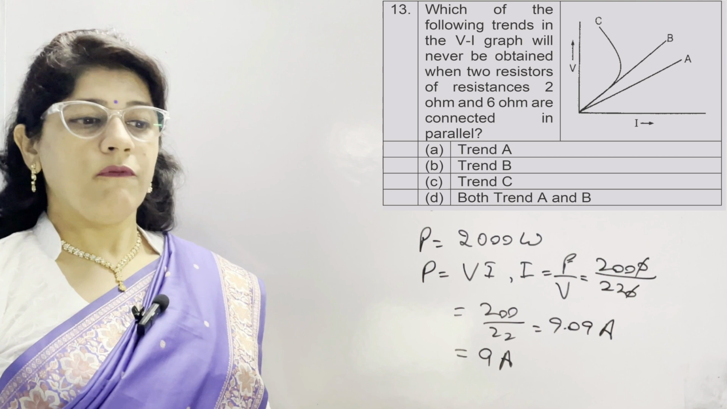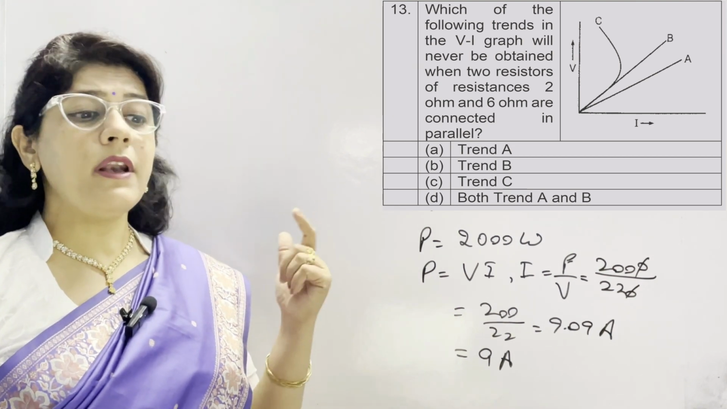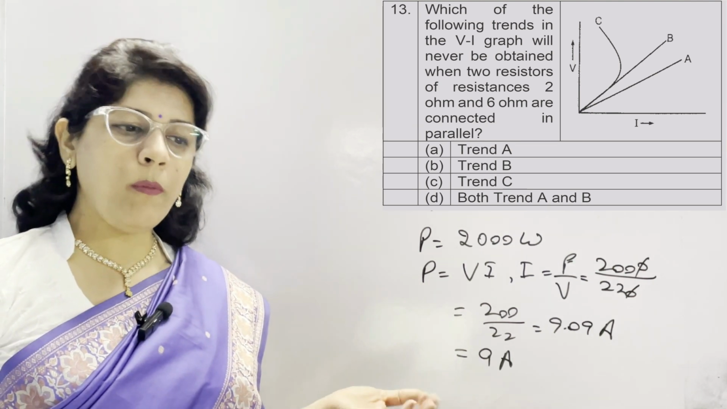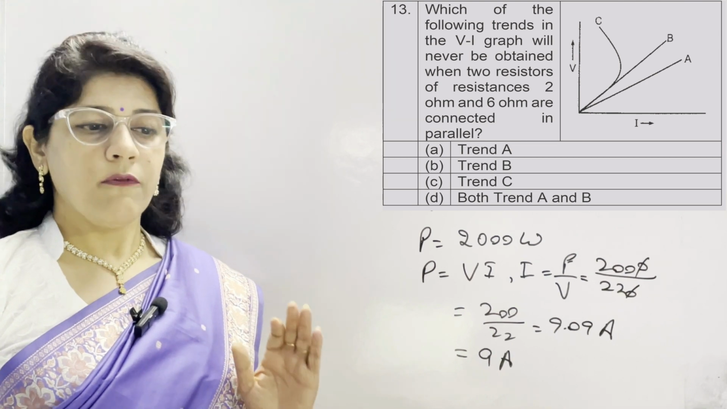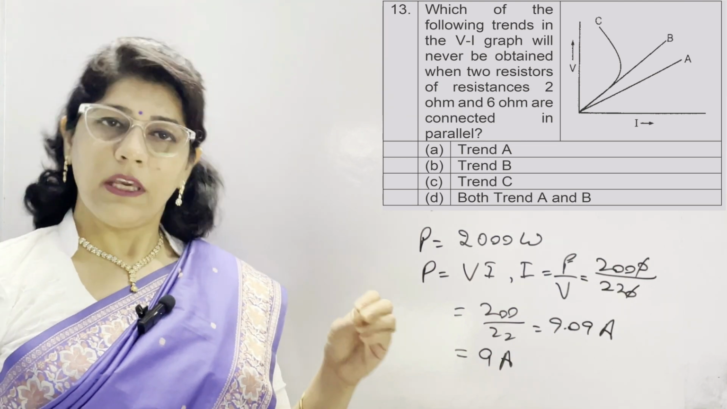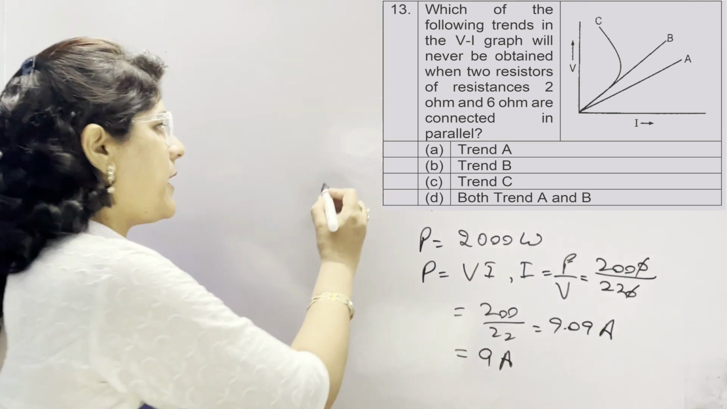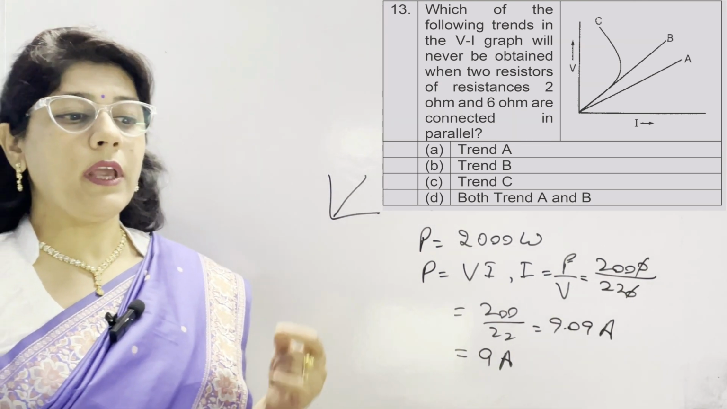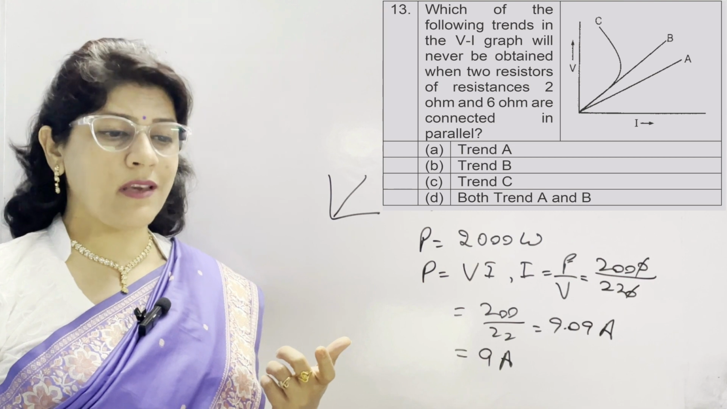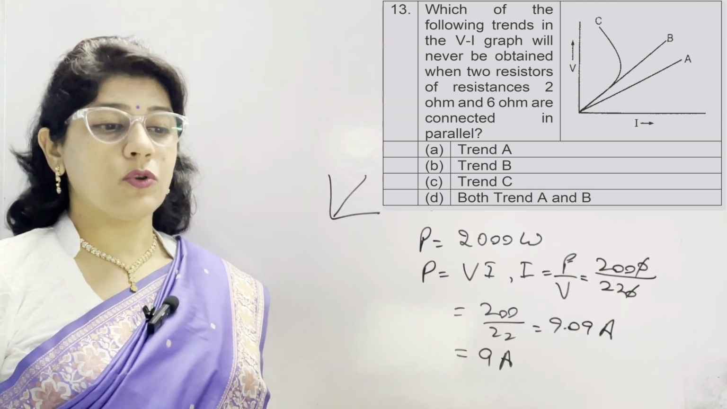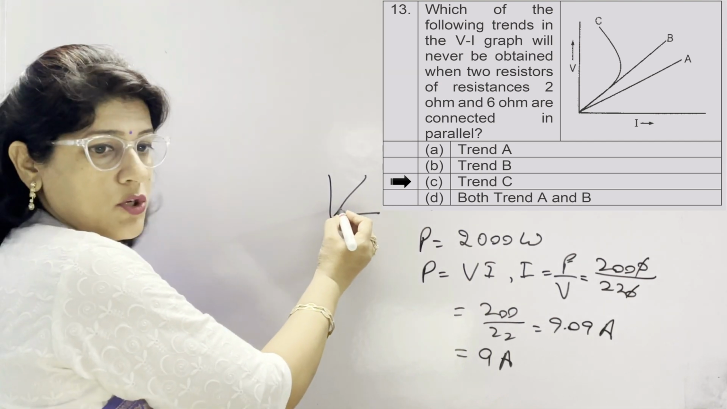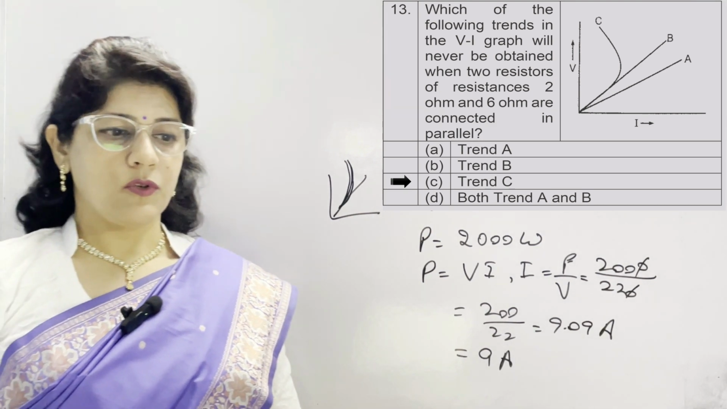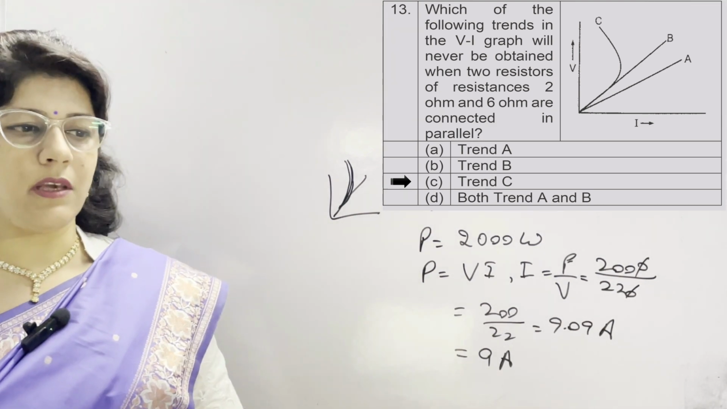In question number 13, which of the following trends in the VI graph will never be obtained when two resistors of resistances 2 ohm and 6 ohm are connected in parallel? We know that whenever resistors are connected, either in series or in parallel, we will get a straight line. The VI curve is a straight line because these obey Ohm's law. Option A is trend A, B is trend B, C is trend C, and D is both trend A and B. So the correct option is C, trend C, which shows a curve like this. We will never see this type of graph in our ohmic conductors.